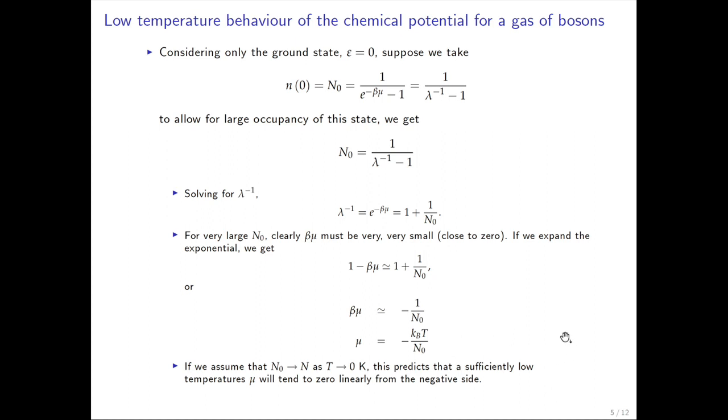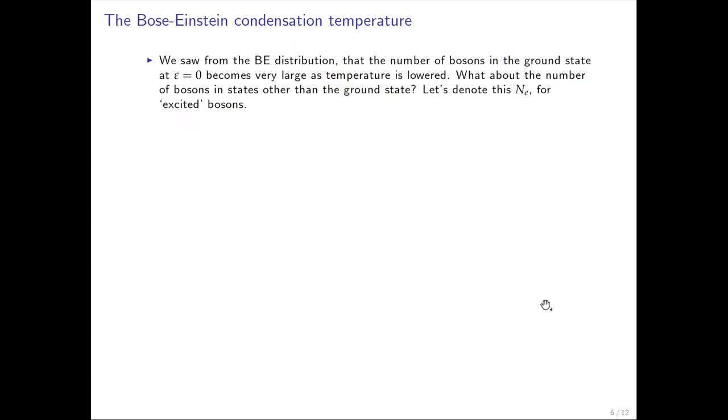So in conclusion, mu has to be negative, and it gets very, very close to 0 as we go to low temperature. And that we got by assuming that a large number of particles were in the ground state, which we know has to be because of the Bose-Einstein distribution function. So we saw that the number of bosons in the ground state, the 0 energy, becomes very large as the temperature is lowered, and we worked out what that meant for the chemical potential.